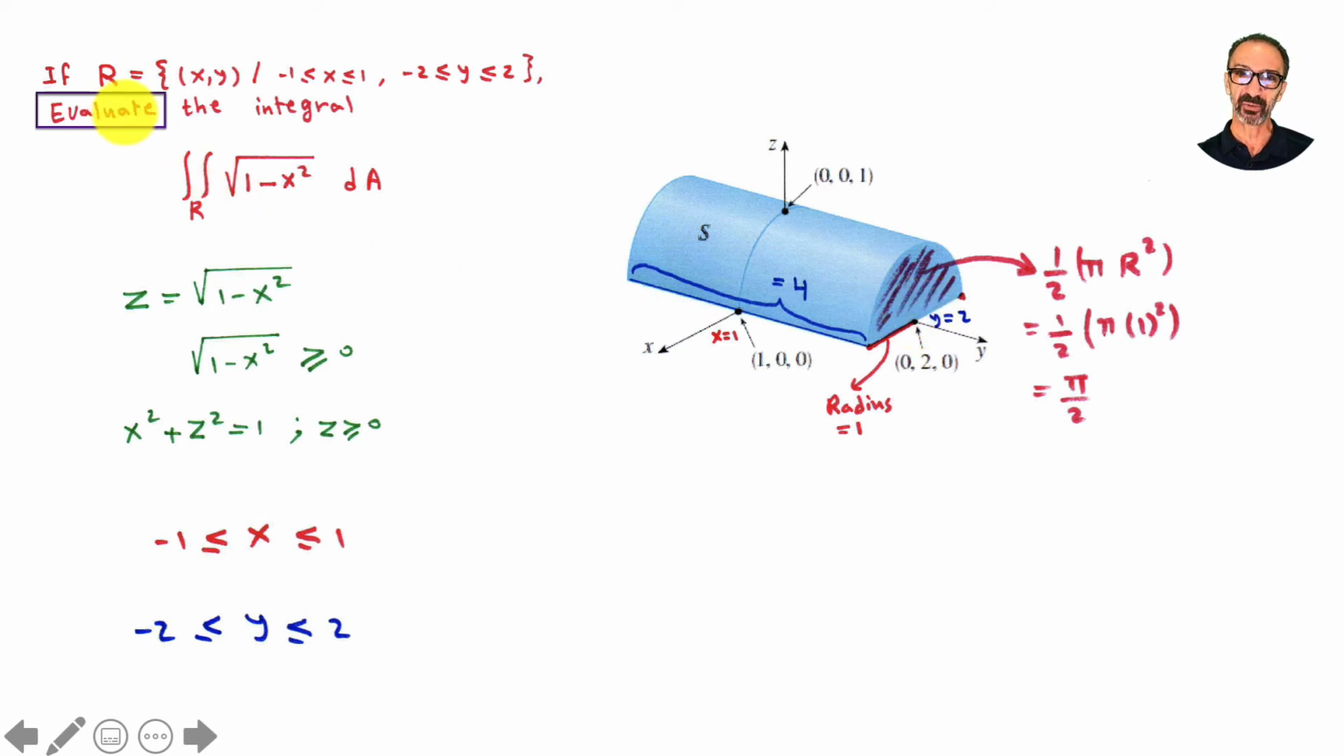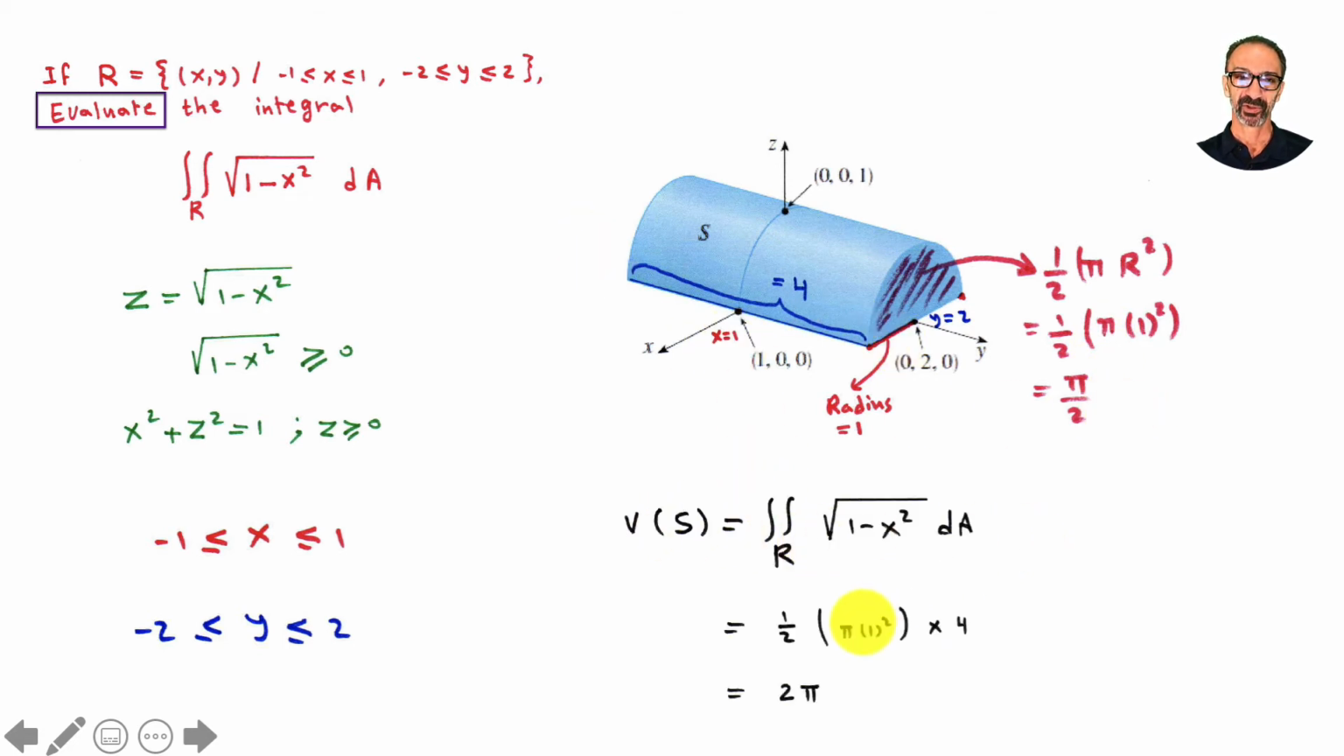Because they want me to evaluate, I need to find the volume here. To find the volume, we don't know how to integrate this. So we're going to do the following. We're going to do the base as if this is a base times the height. The base right here is half a circle, half pi r squared, which ends up as pi over 2, times the height, which is 4. So when you do that, pi over 2 times 4 simplifies to 2 pi.